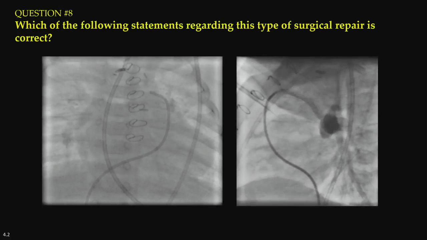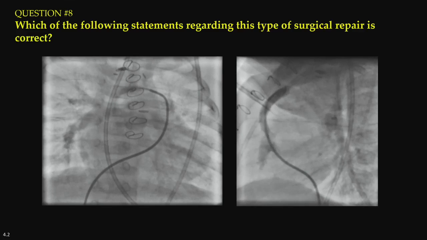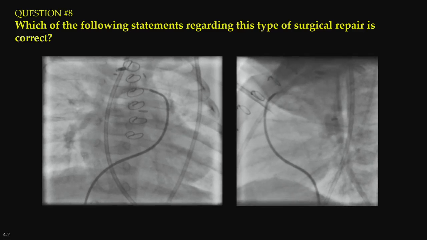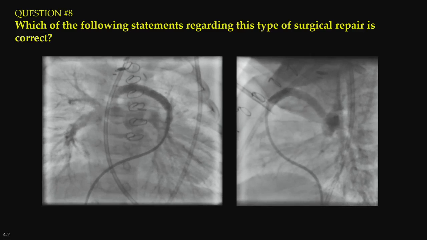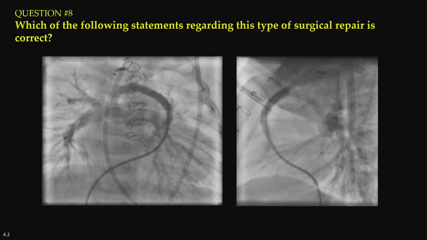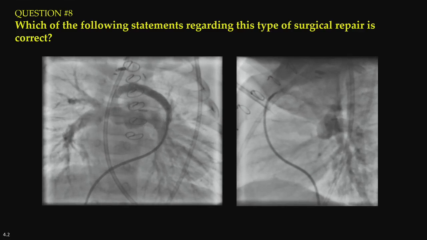All right, which of the following statements regarding this type of surgical repair is correct? So they do test you. They want you to recognize when surgery has been performed and what the repair has been. So this is a little bit tricky. I'm going to give you a hint. It's a single ventricle patient.